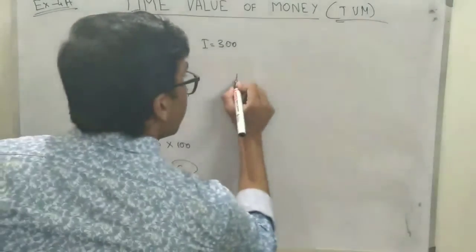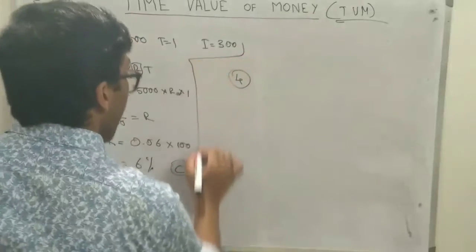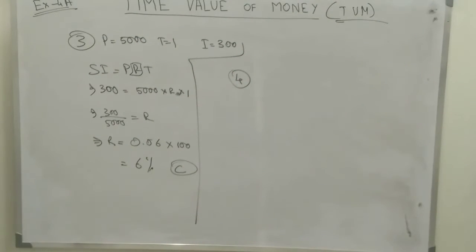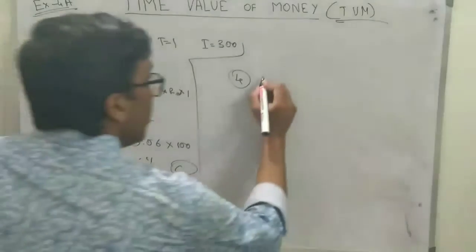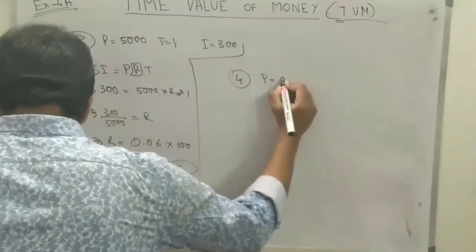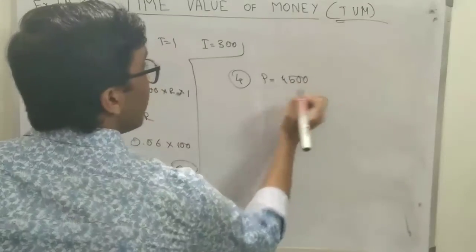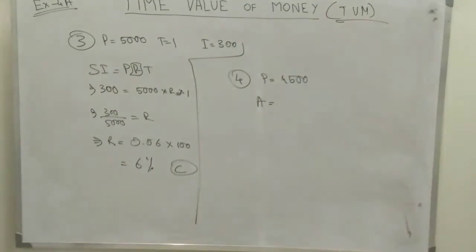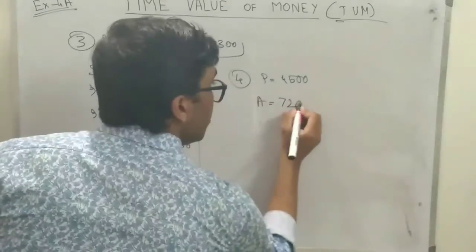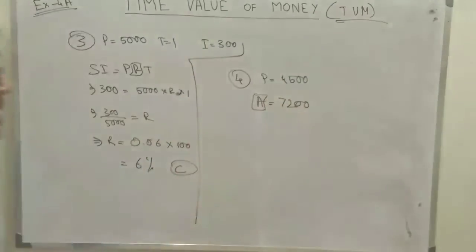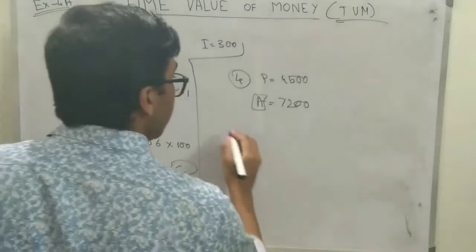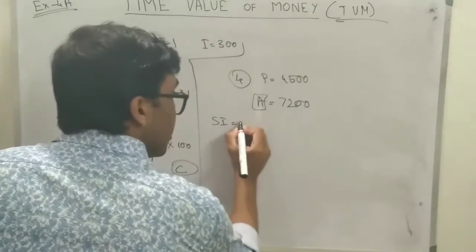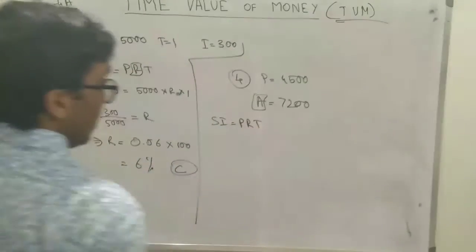Okay, now question number 4. It is said that P is given as 4500 and A is given as 7200. Now what is this A? A is the accumulated amount. That means this is simple interest. This is just the simple interest calculation, PRT.